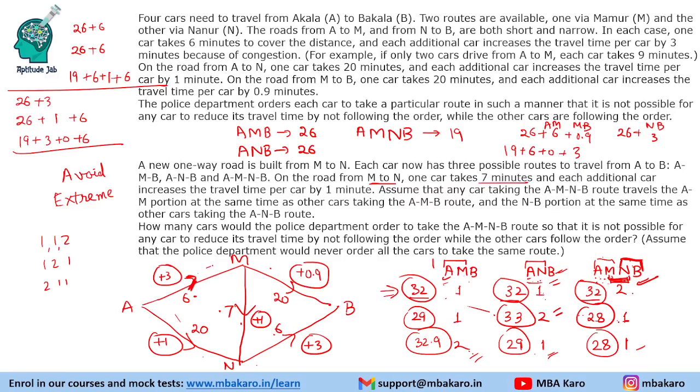So we should have two cars on the route A, M and B. So in such kind of questions, we need to have a win-win situation. Like we did in the previous case, it should be win-win for all. So here the win-win situation is 32, 32, 32, all taking the same time. So all will try to follow the order. But if there is different time, let us say 33 minutes, this car has the incentive to break the order because it will save on the time. So it should be a win-win situation for all routes. So the answer is two cars.